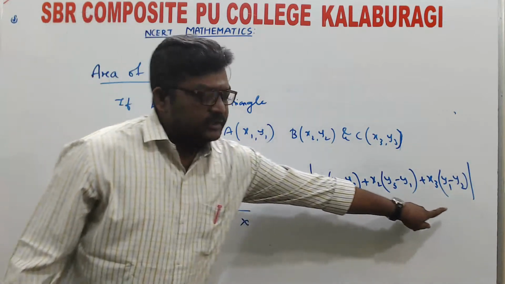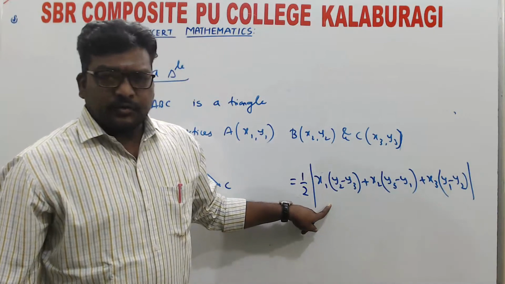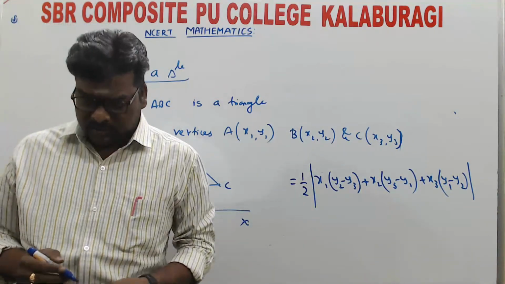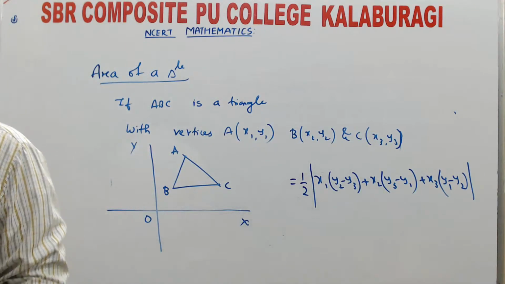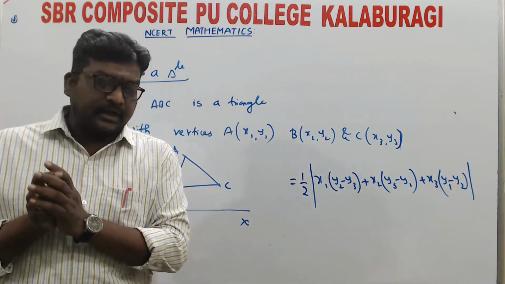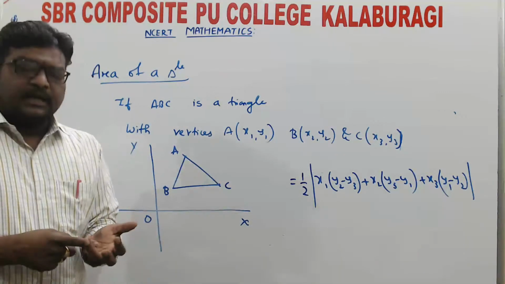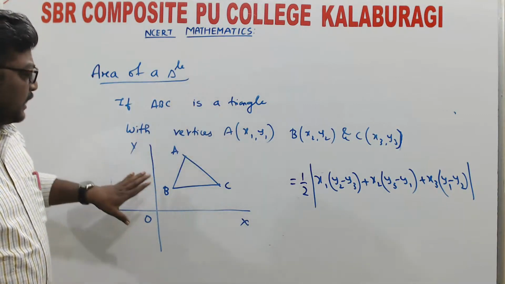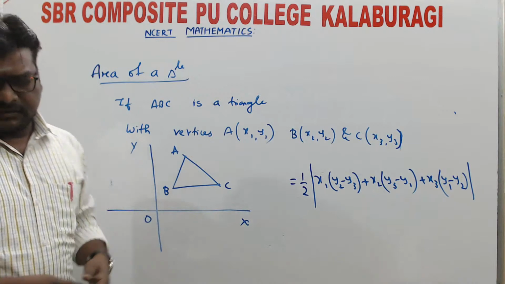Why we are taking modulus: area should not be negative. If you get a negative value also, we will make it positive. That is the area of a triangle. This is what we have learned in the previous classes, that is called analytical geometry or coordinate geometry. We have learned the distance between two points, how to represent the points, the area of a triangle, and the section formula.